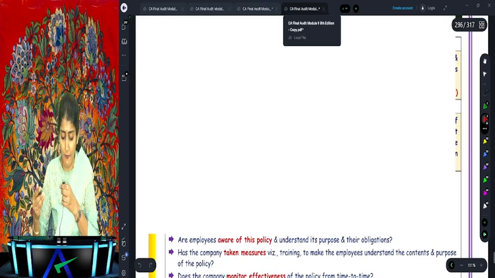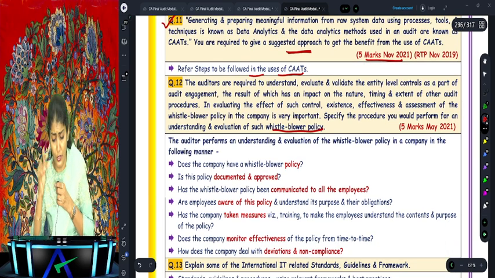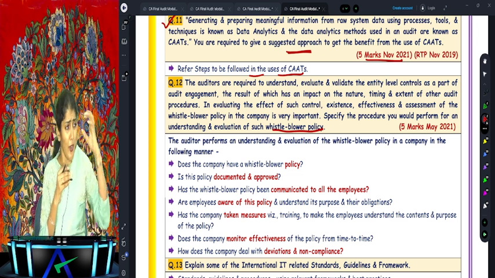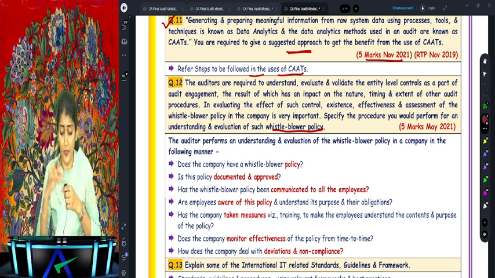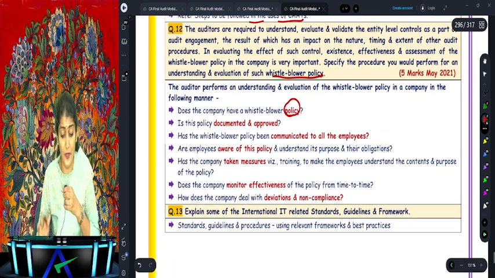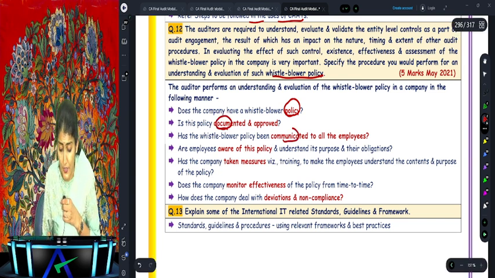And then we have one question over there which is regarding the whistleblower policy. We had already discussed independence policy also. Now we know any policy, what it should be. First, in the company there should be a policy. Then that policy, should it be kept in the cupboard? No. Should it be documented? Yes. But should it be kept in the cupboard? No. It should be communicated to all the firm personnel. Then all the firm personnel should be aware of that policy.